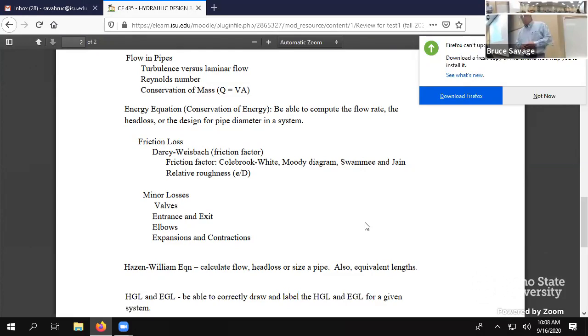The energy equation, you should be able to compute the flow rate, the head loss, or the design for pipe diameter system. And I will tell you, there will be one of those problems on there. That's a given. There will be one of those three. I don't know which one yet, but you will have one of them. So just fair warning.